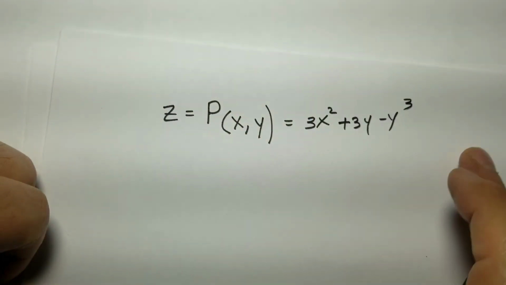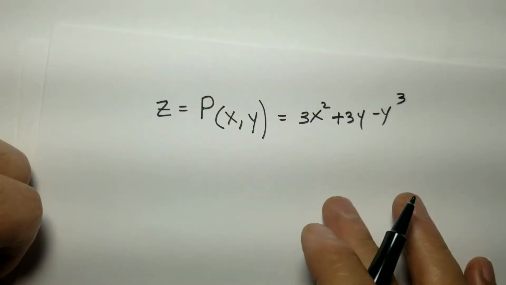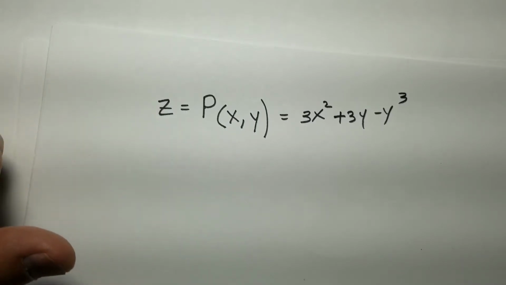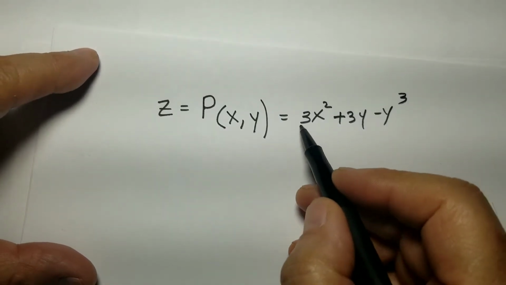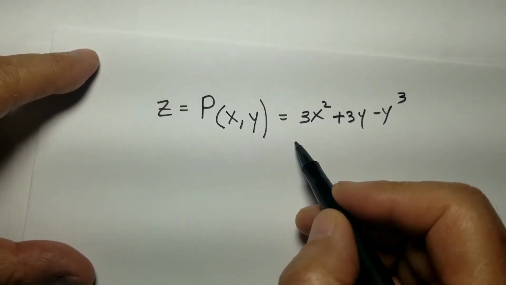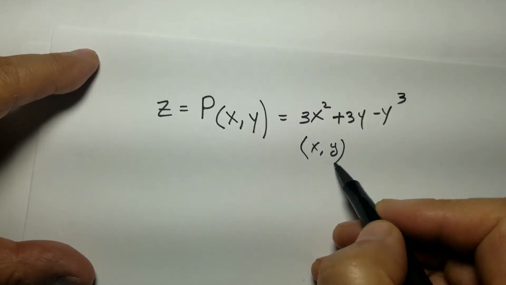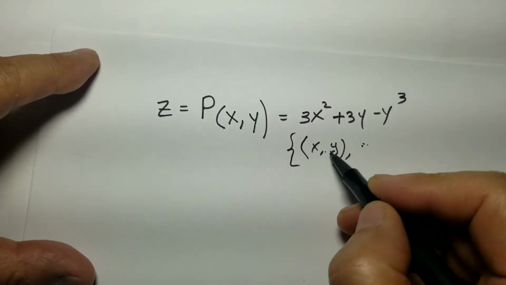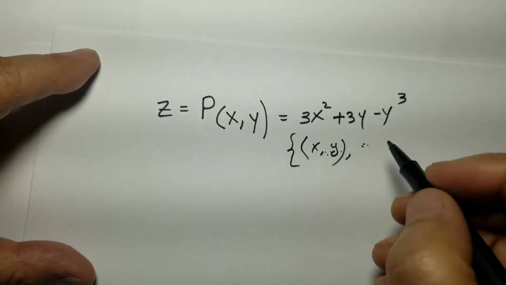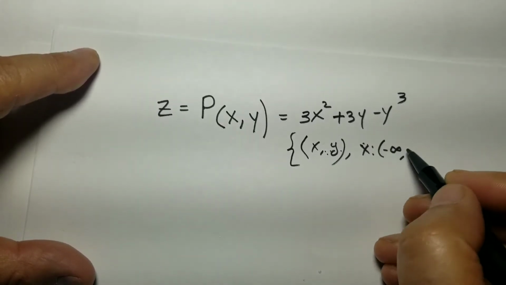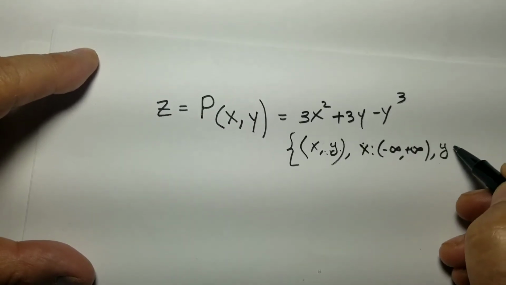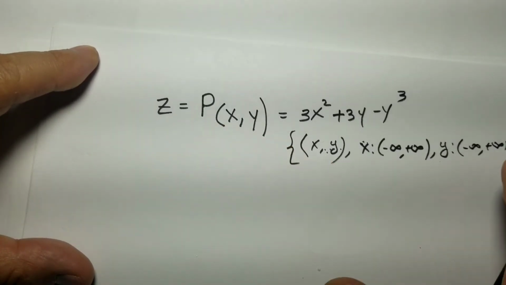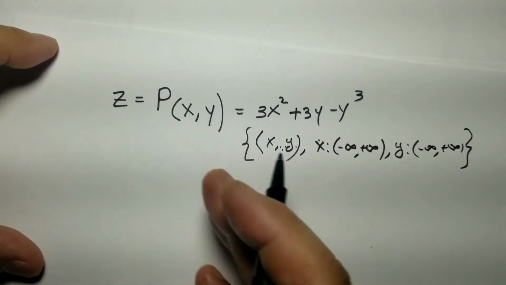I want to know for what x value and what y value. Right now I have a multivariable function. My z is going to have a maximum value and a minimum value. Remember, what is the domain of these? The domain is the set of ordered pairs where x and y both can take any value: x can take any value from negative infinity to plus infinity, and y can take any value from negative infinity to positive infinity. Therefore, I have an open interval. I can maneuver from negative infinity to positive infinity.